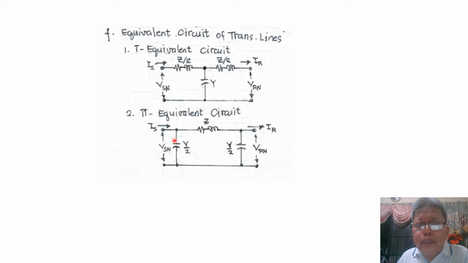Now, in the pi equivalent circuit, the total impedance of the line is placed along here, and the total admittance Y is divided into 2, and each half is placed at the ends of the line. So half of the Y is placed at the sending end, while another half is placed at the receiving end.